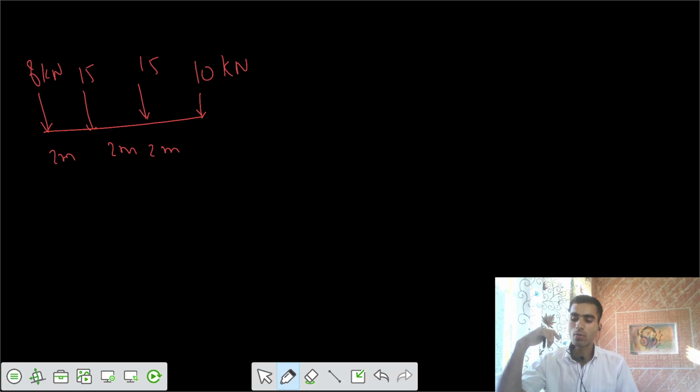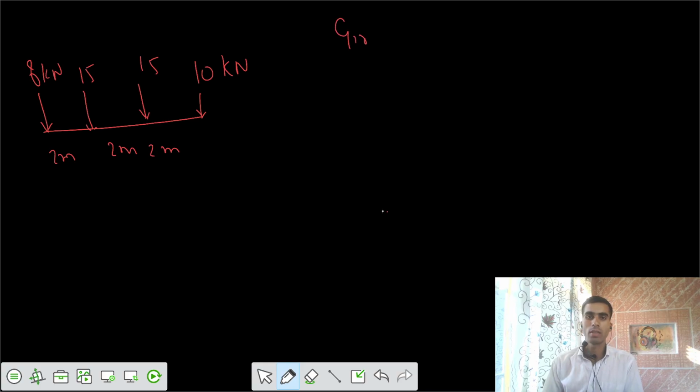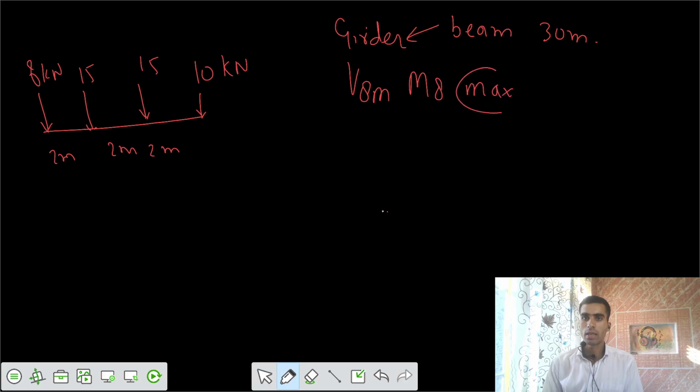And we have a girder of 30 meter. Girder means an assembly support beam. We can say a girder beam. This is a bigger beam. Girder beam of 30 meter. And we need to get the shear force at 8 meter. That means section C is at x equals 8, and the moment at 8 meter. We want to get these values as maximum values. Shear at 8 meter and moment at 8 meter.